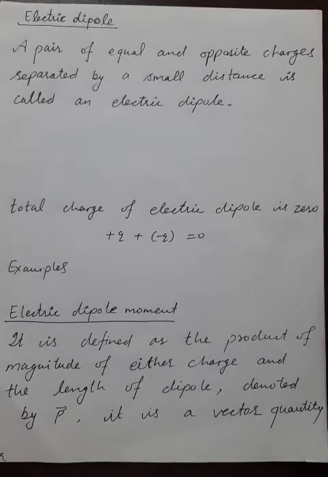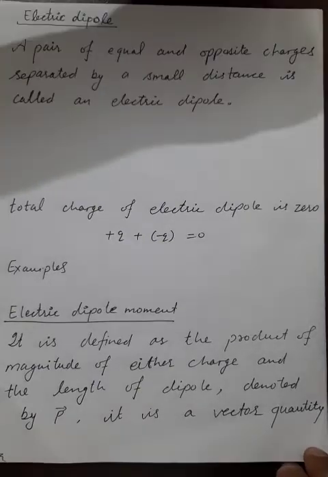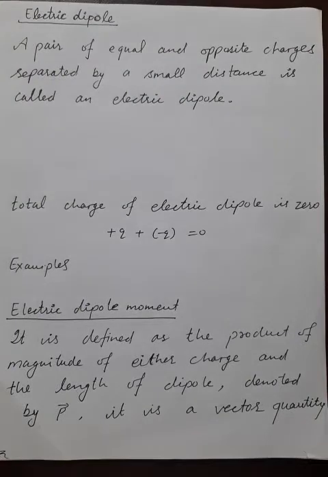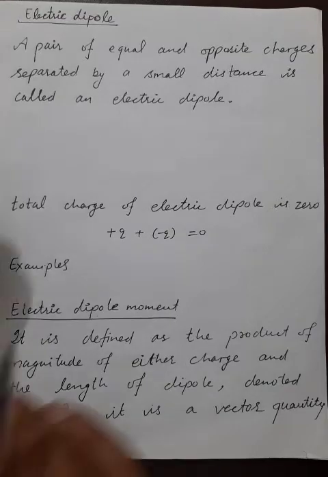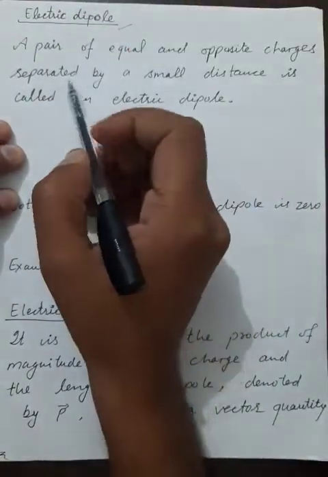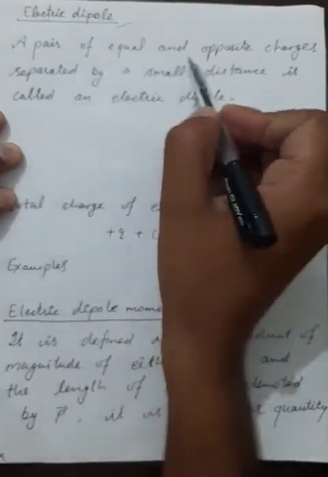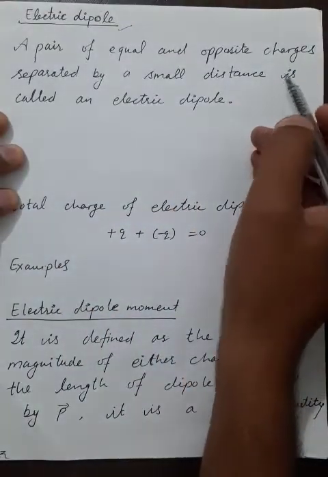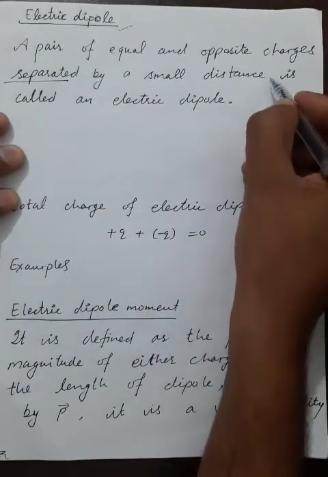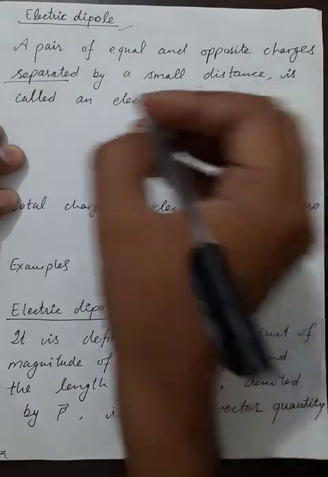Hello students, after electric field and electric field intensity, now we will study about electric dipole and electric dipole moment. Now, electric dipole. An electric dipole is a pair of equal and opposite charges separated by a small distance.